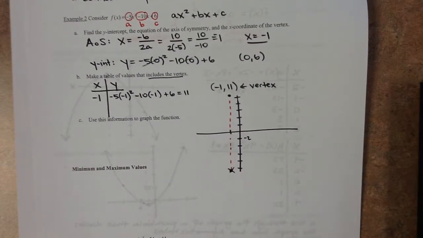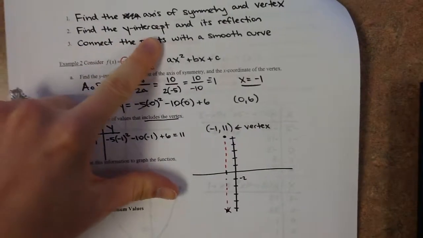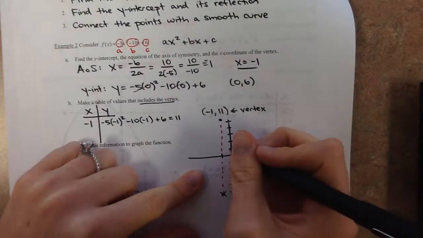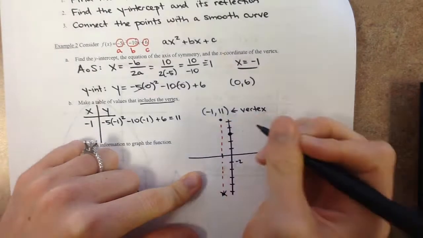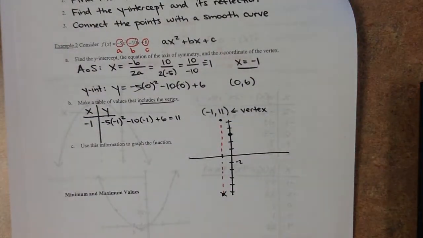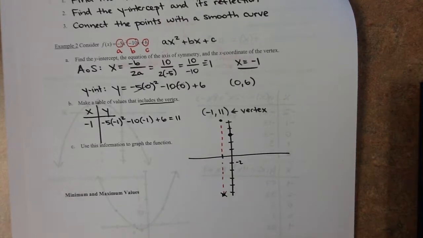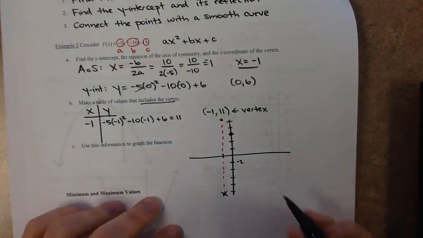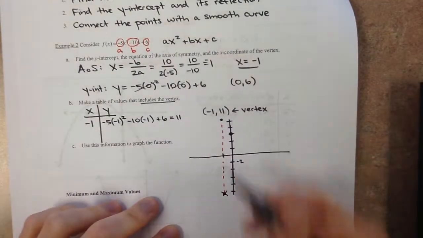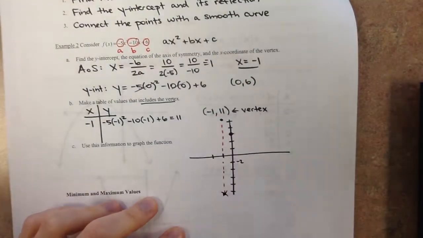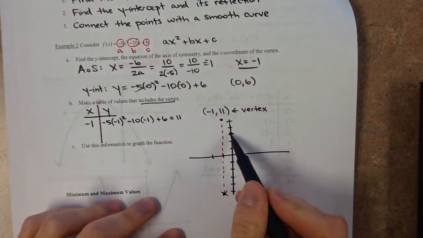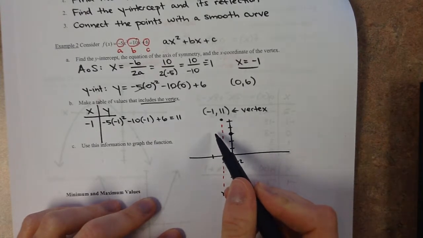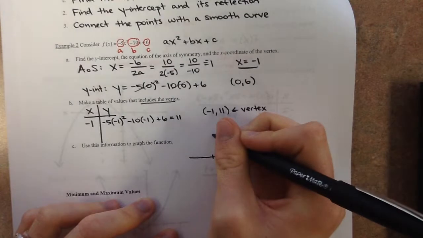So the next thing we're going to do, part 2, find the y-intercept. So we've got the y-intercept, it is (0, 6), so let's plot that point. So 2, 4, 6, there's my y-intercept. And then finally, the last part is the reflection of that point. So I'm going to plot the reflection of that point. So here, if I were to do a mirror image, I am 1 unit away from my axis of symmetry. So I go 1 unit in the other direction and I plot this mirror image point.